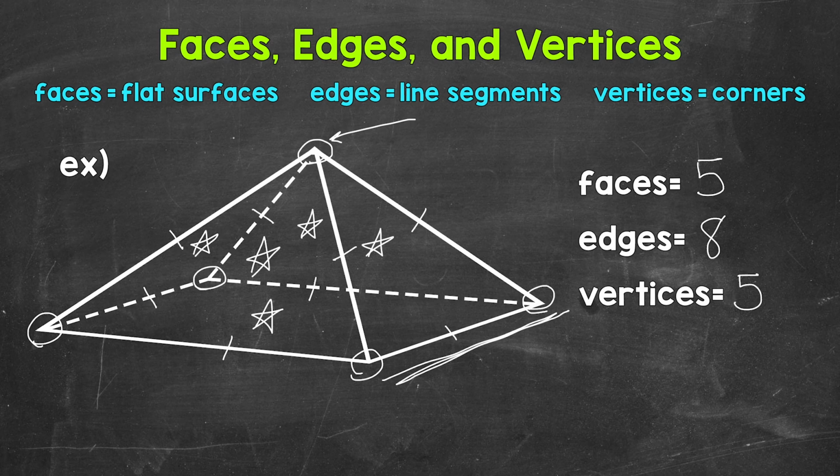So there you have it. Rectangular pyramids have five faces, eight edges, and five vertices.